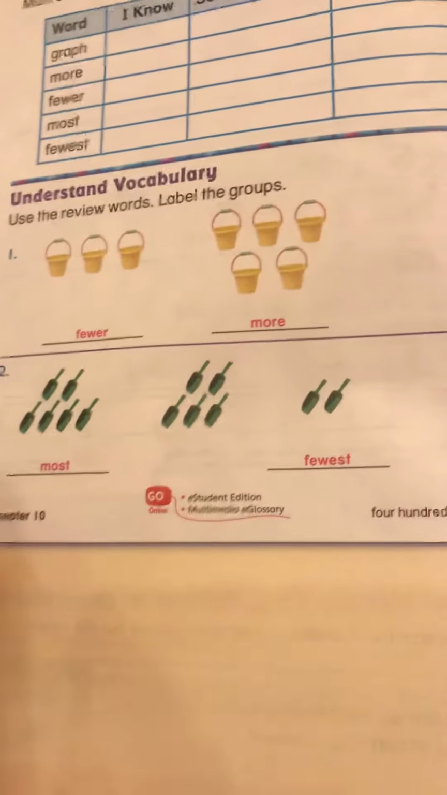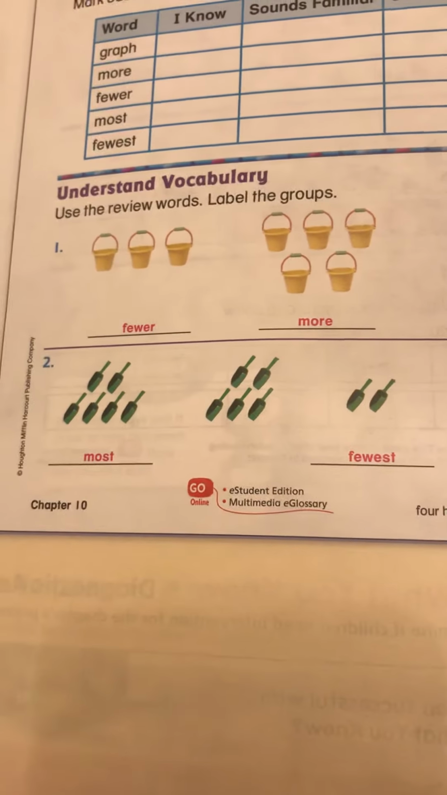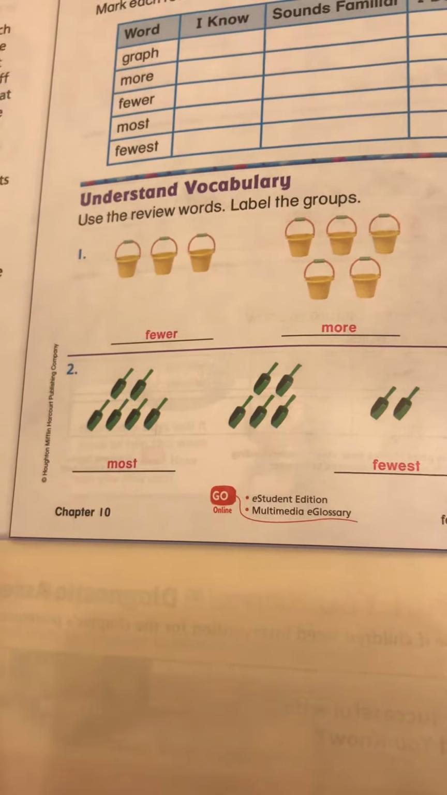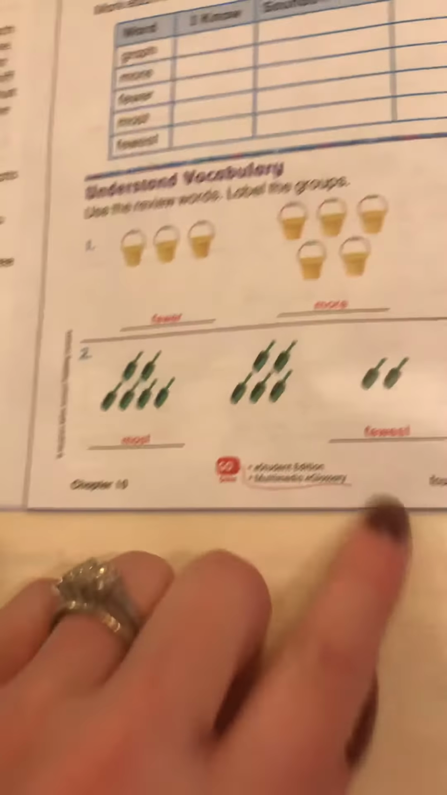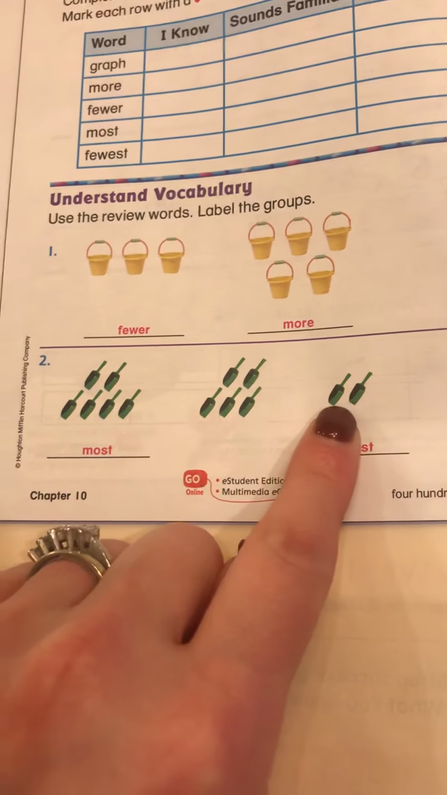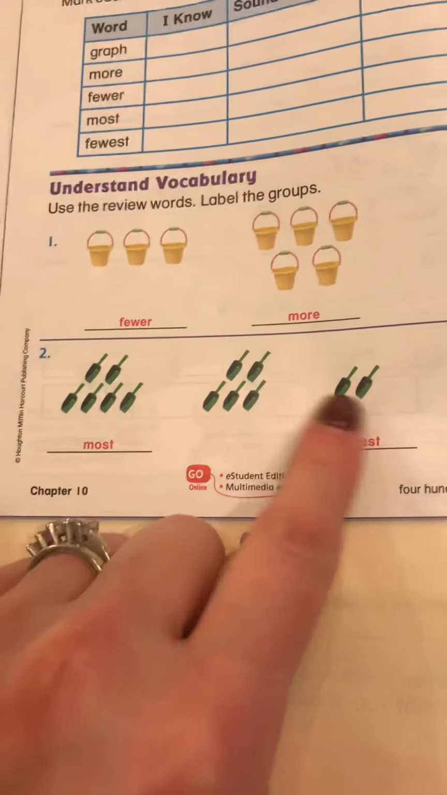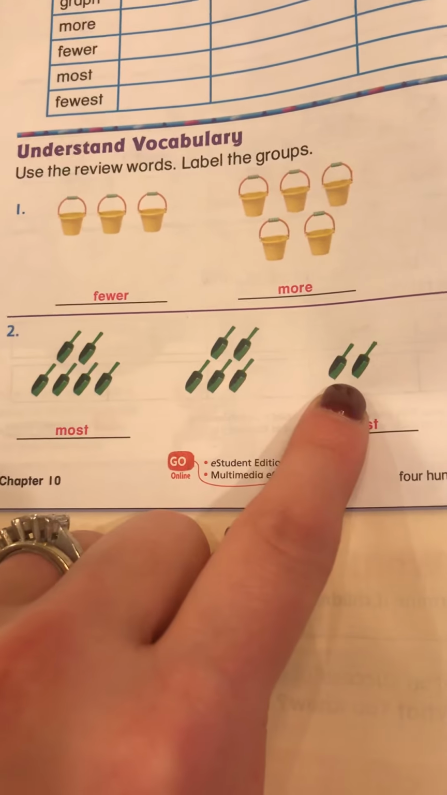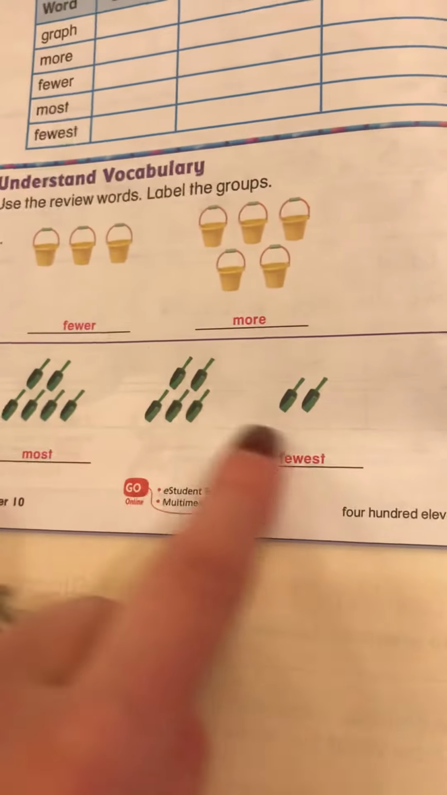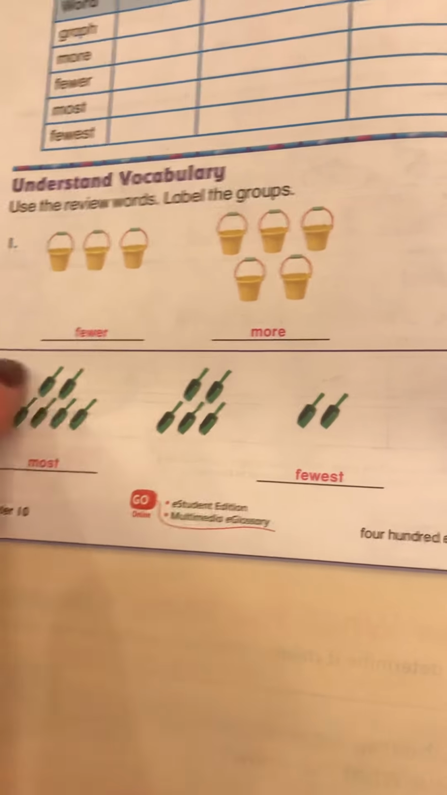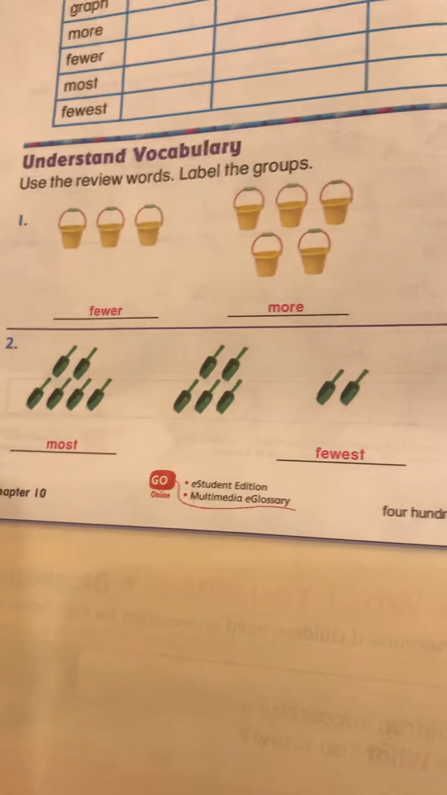Now I'm showing you the answers, but in class, when we do it, we usually do it together. Fewest means it has the least amount. There are only 2 here. But the most means that when you're comparing it to 3 things, it is the one that has the most. Okay, I'm gonna move on now.